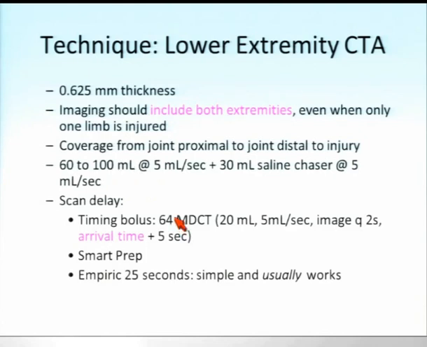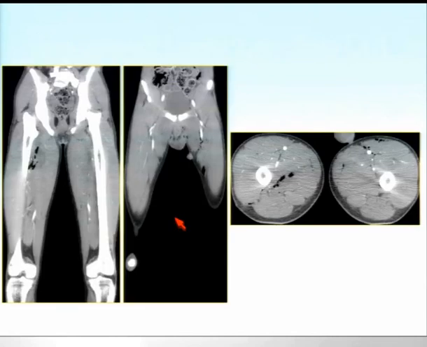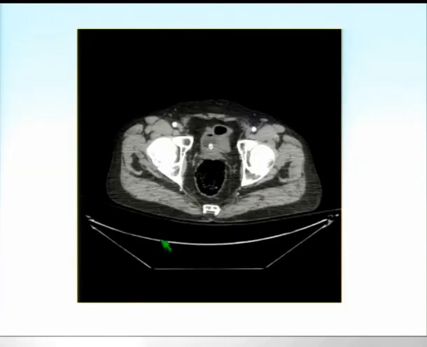I'll show you, this is an example of a very normal CT angiogram, high quality, through the joint proximal to the joint distal to the patient's penetrating trauma. And in contradistinction, this was a technically fairly poor examination. At the level of the pelvis, everything looks very good, nice enhancement. This is a routine delay of 25 seconds.